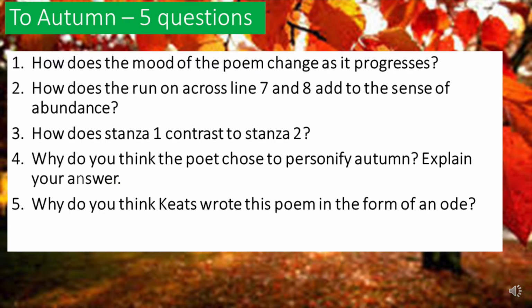So if you want to have a little bit of a break before you move on to analysis, because you should really try and understand what the poem is telling us first before we deeply analyse it, then have a look at these 5 questions if you want. How does the mood of the poem change as it progresses? How does the run-on across lines 7 and 8 add to the sense of abundance? How does stanza 1 contrast to stanza 2? Why do you think the poet chose to personify autumn? Explain your answer. And why do you think Keats wrote this poem in the form of an ode?